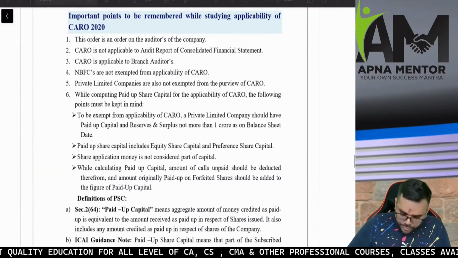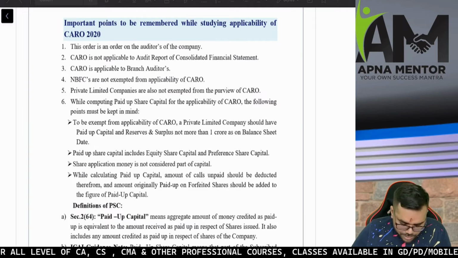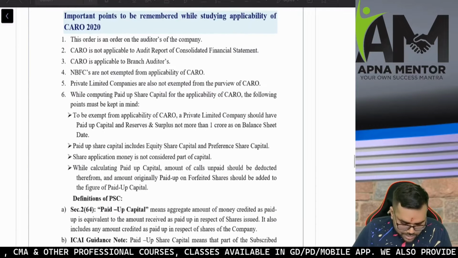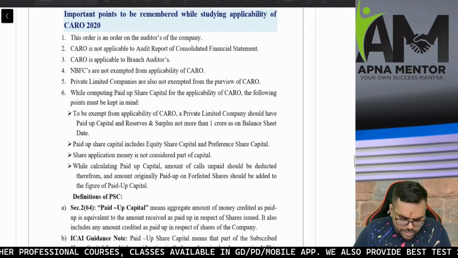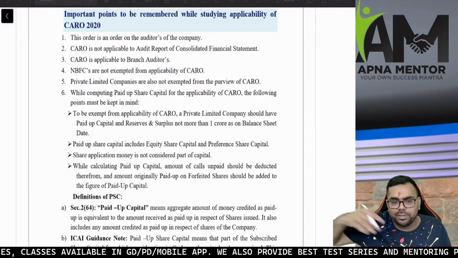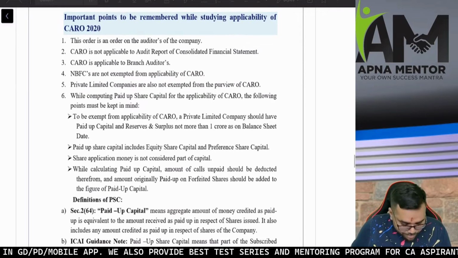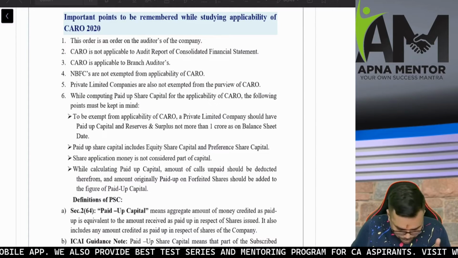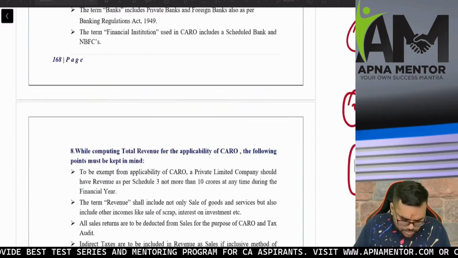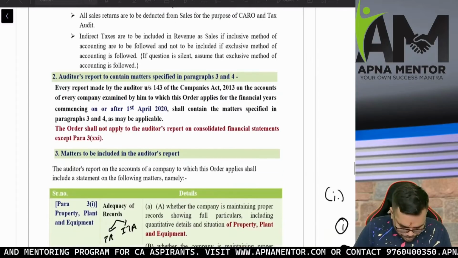There are some guidance notes, some important points to be remembered while studying applicability of CARO, so you can just read them once. Like this order is an order on the auditors of the company. It is not applicable to the audit report of a CFS. So branch by branch we have to examine whether CARO is applicable or not. NBFCs are not exempted from the applicability of CARO. How to compute the paid up share capital, how to compute the borrowing, all those things are given. How to compute the total revenue. So you can just go through them.